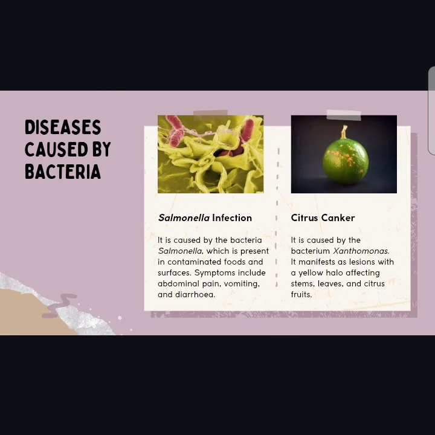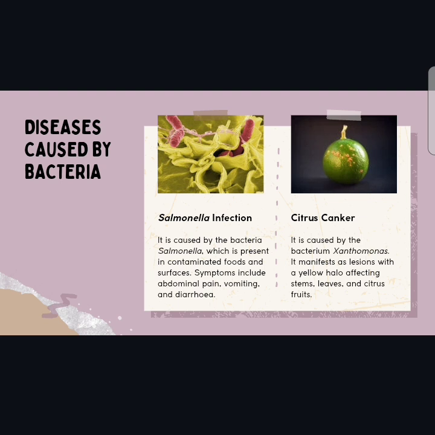You can see clearly on your screens two different infections. The first one is a salmonella infection that is caused by the salmonella bacteria found in contaminated food or surfaces. Its symptoms include abdominal pain, vomiting, and diarrhea. It's a common cause of food poisoning, and can be prevented by proper food handling and by maintaining proper hygiene.